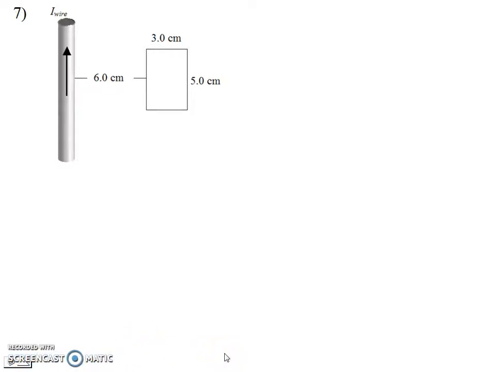You should have already looked at the previous post that led you through a derivation of an equation to find the magnetic flux, total magnetic flux, through a rectangular loop of wire that's some distance away from a current-carrying wire. So now what I need you to do is look at problem 7, where you're basically going to be applying that idea to this situation.